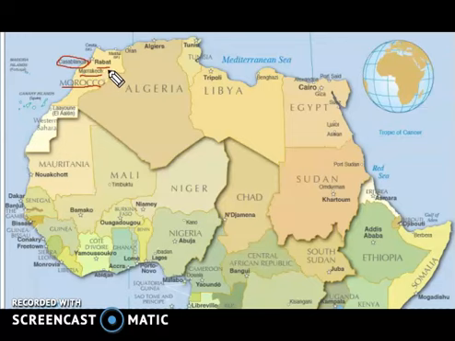Now moving towards the right, this is Algeria. Algeria is the largest country of Africa. Its capital is Algiers. It is also a very important country from the trade perspective and was a French colony. Okay. Then we will again head towards Tunisia. Tunisia's capital is Tunis.